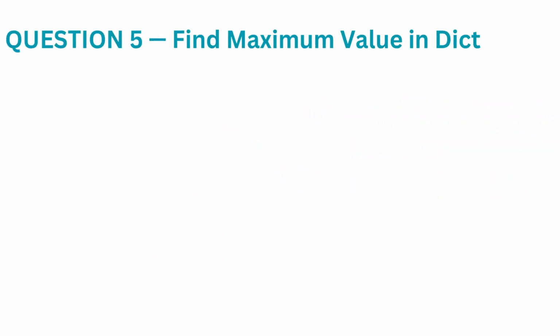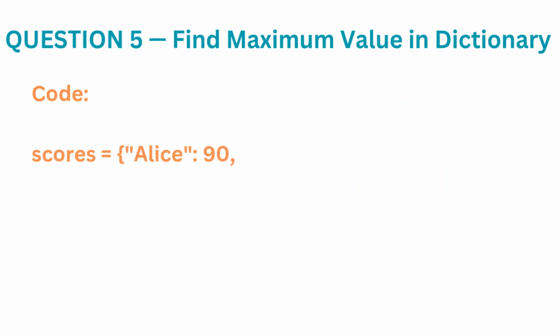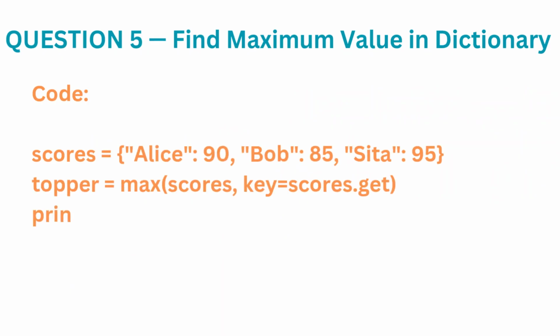The next question is find maximum value in dictionary. Here we have to use the max function with key equal to scores.get that returns the key with the highest value. Here the scores are given and topper should be max of scores with key equal to scores.get. That should print the top scorer.